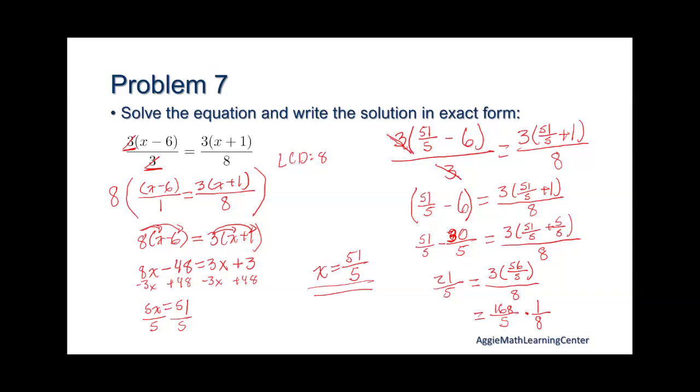And then you can divide across here, and you can get 1. And 8 times 21 equals 168. So you do get 21/5 equals 21/5. So our solution is a valid solution. It's going to work.